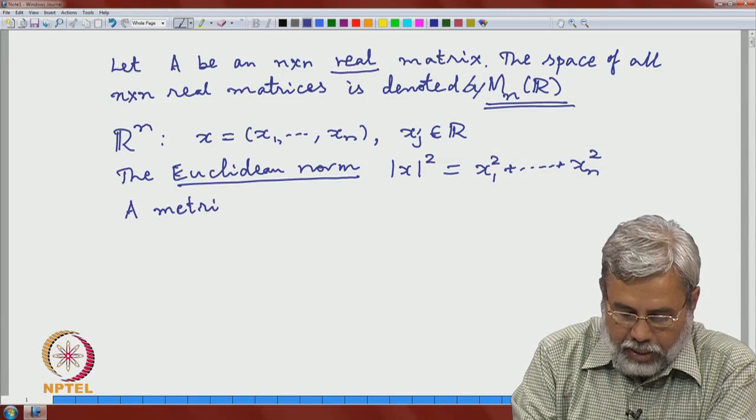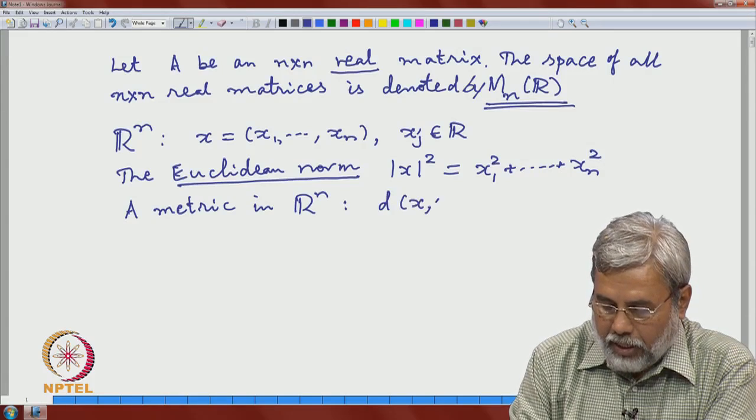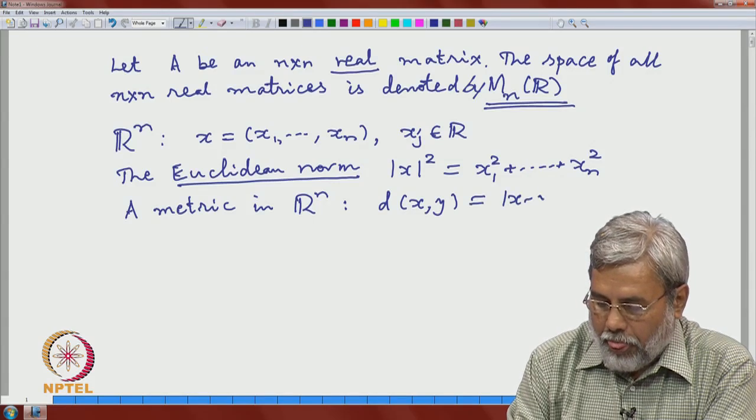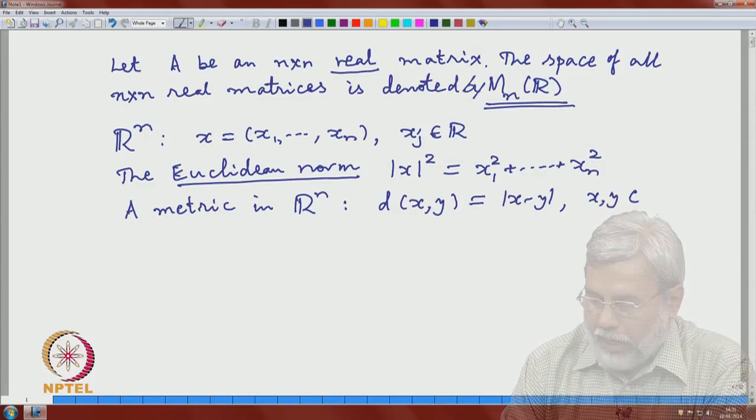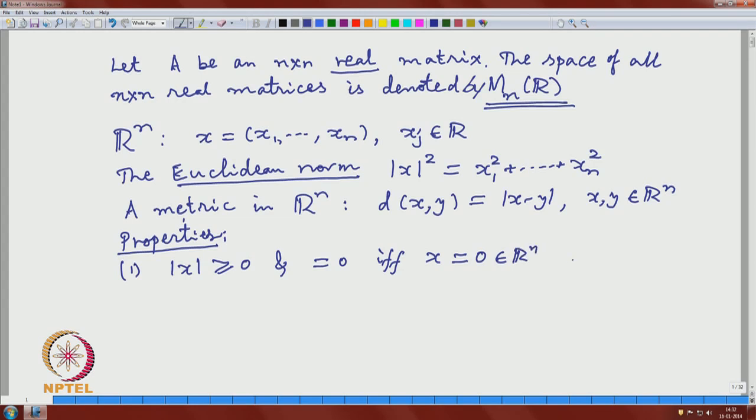This immediately gives rise to a metric in Rn, d(x,y), which is nothing but the norm of x minus y, where x and y are in Rn. You can easily check the following properties. The first one: the norm of x is greater than or equal to 0, and equal to 0 if and only if x is the 0 vector in Rn. So 0 is the n-tuple consisting of all zeros.